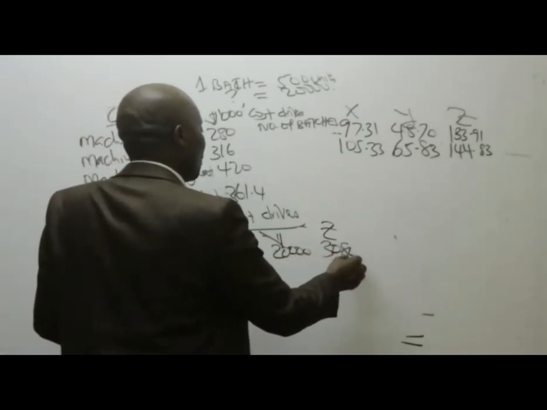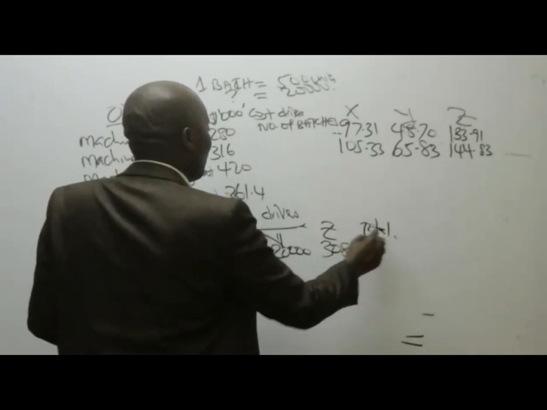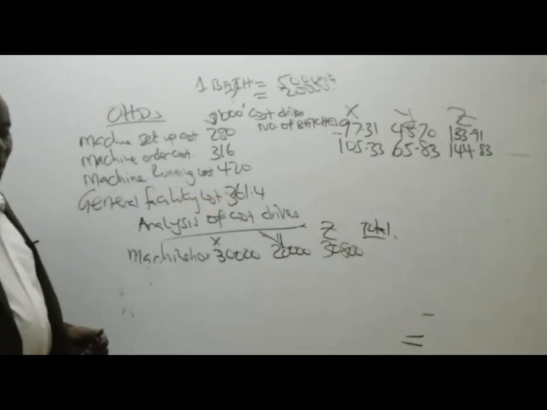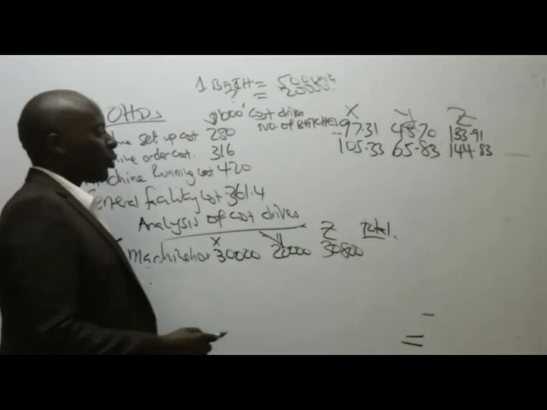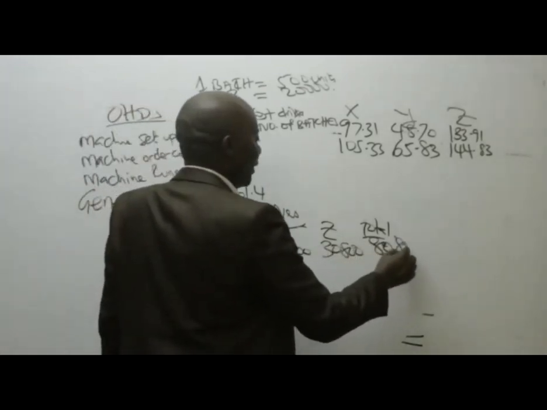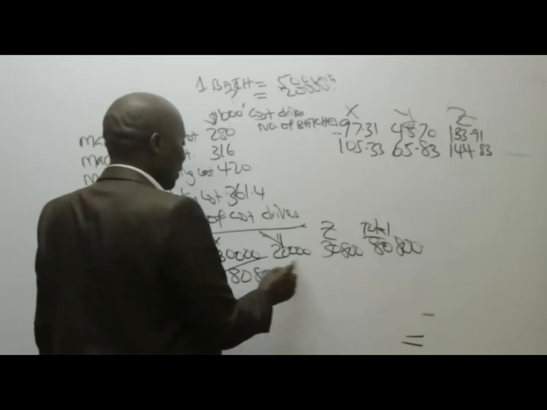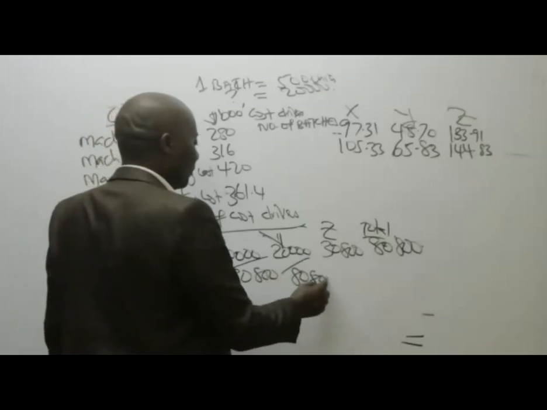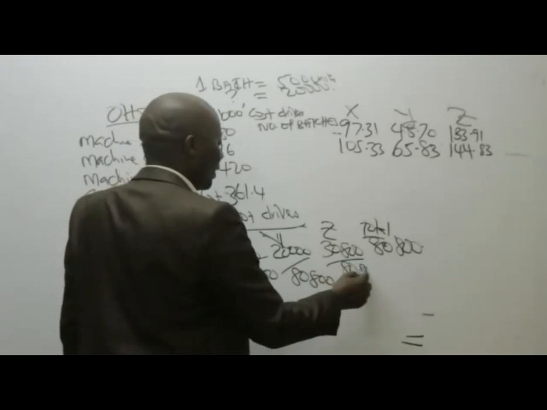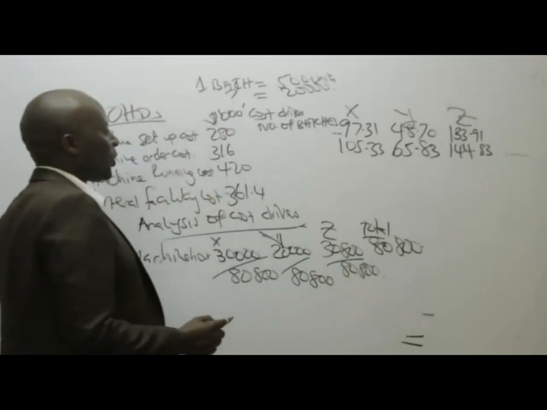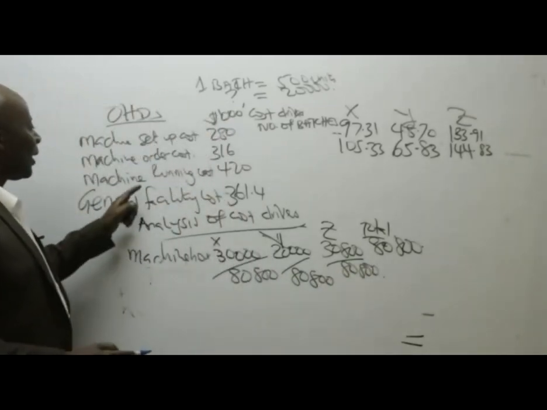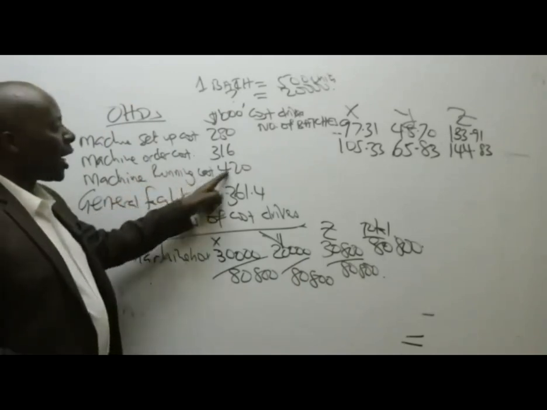So how about the total? The total is 8,800. So come here and say this divided by 8,800. Like that. Thank you very much. Now come and pick this machine running cost.